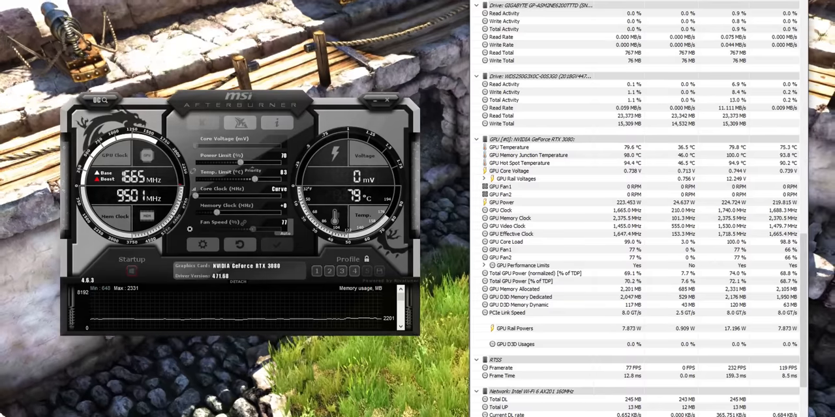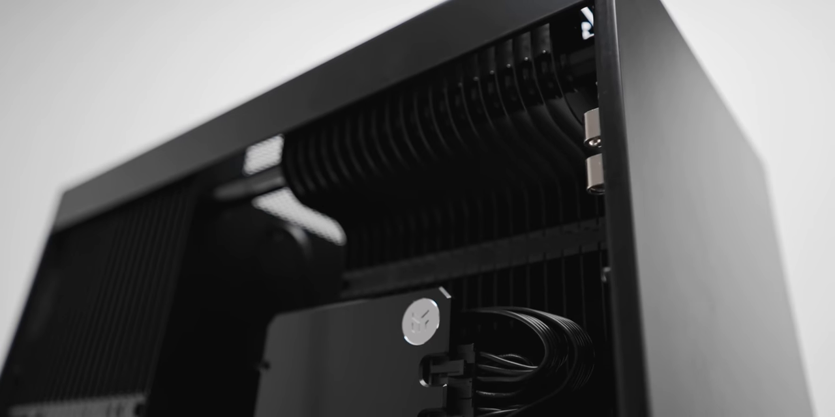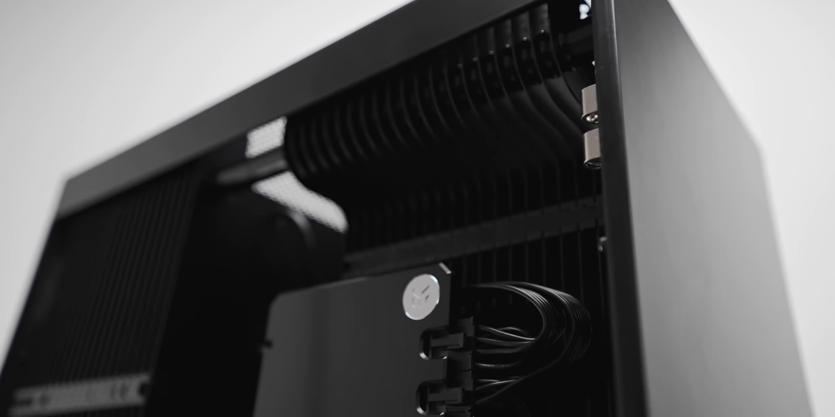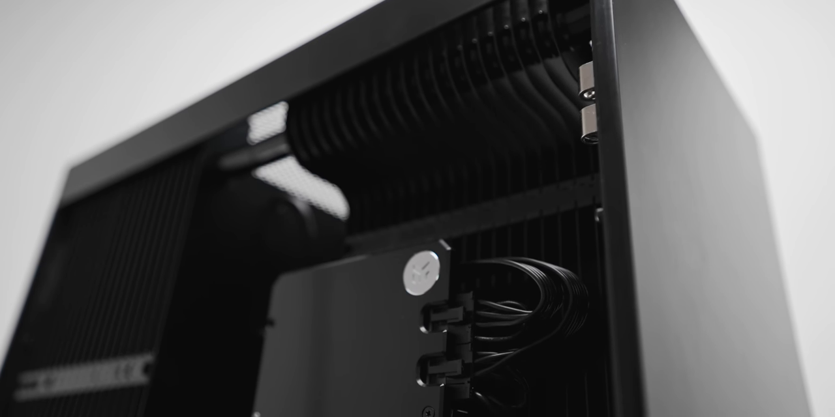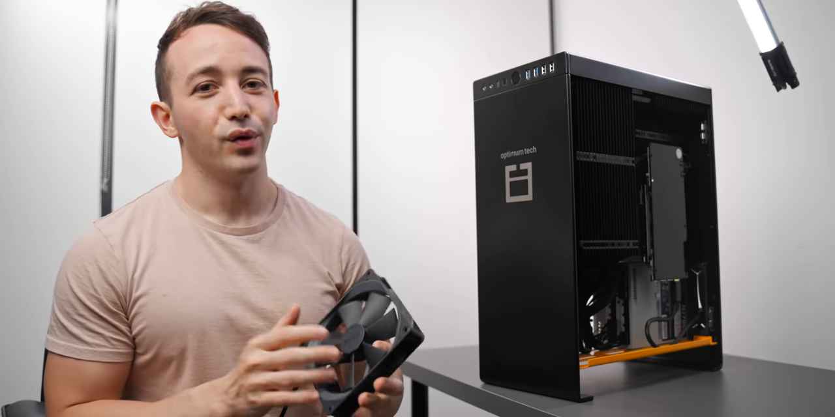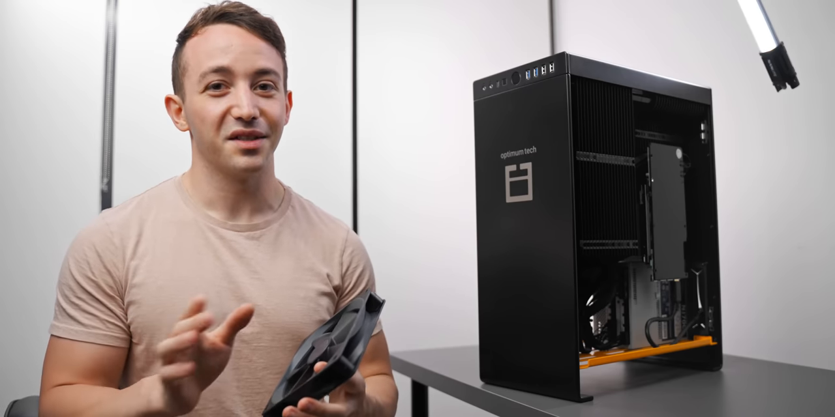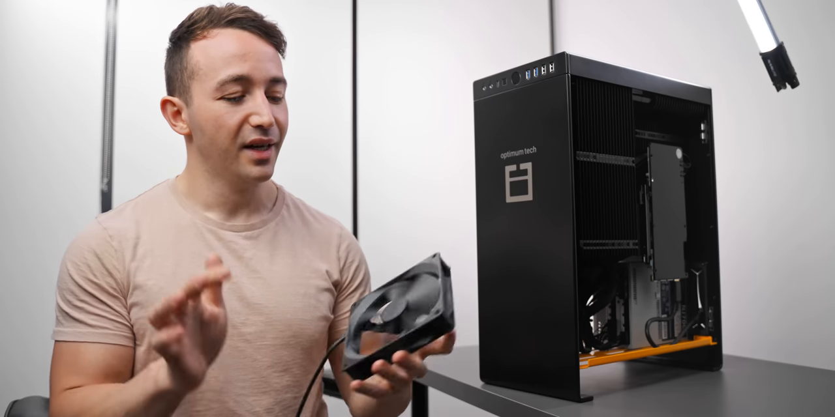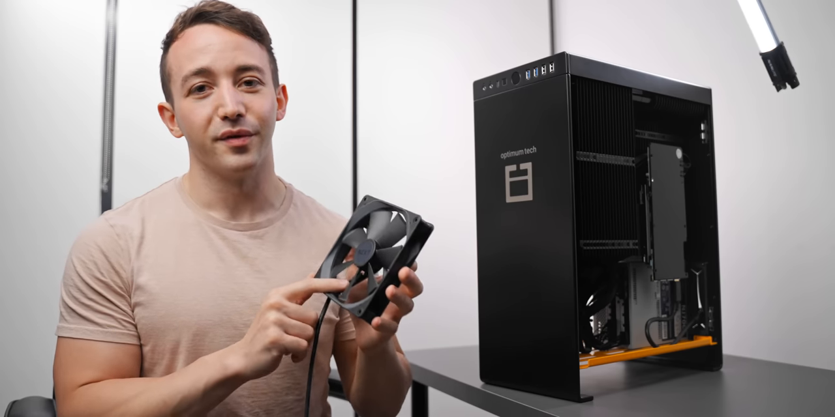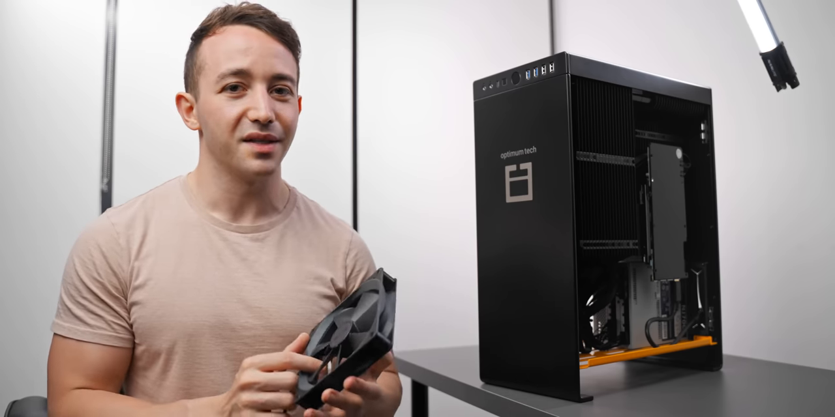In the end, that's about 150 to 200 megahertz less than what you'd expect from an actively cooled RTX 3080, but the difference here is that we are 100% silent. What I would recommend though, if you are going with an RTX 3080 or higher, and especially with an RTX 3080 Ti or a 3090, is adding just a couple of 140mm fans at the top of the case and running those as exhaust.